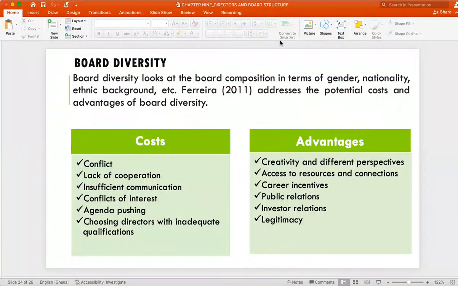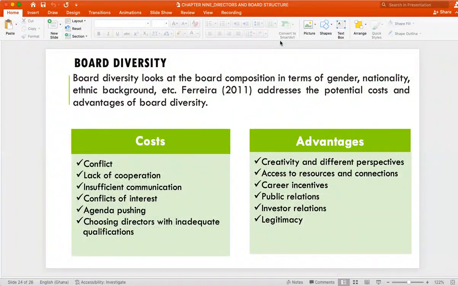Insufficient communication, because they are different people. They will not communicate well compared to if they were members of the same team. For example, if they were all lawyers, they would be able to talk more among themselves because they'd be talking law. But if you bring an accountant, a marketing person, a law person, what really will they be talking about if there is nothing on paper for them to concretely communicate on? So, insufficient communication. Conflicts of interest could come up when they are not of the same group.